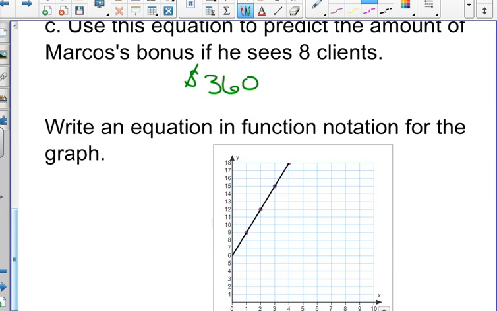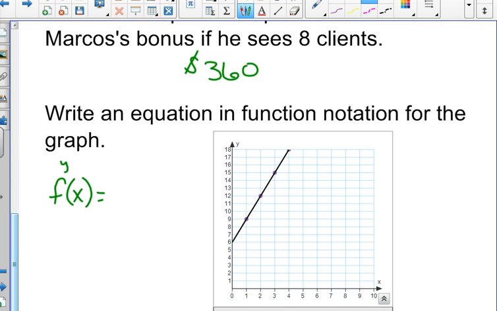Okay, write an equation in function notation for this graph. So we're going to have f of x or y is equal to, now we need to find our rate going up. So our rise over run. Let's just take 2 points here, this one and this one, they're easy to see. You're going to rise up 1, 2, 3, and run over how many? From here to here, it's 1. So our rise over run is 3, and then we're going to write an x.